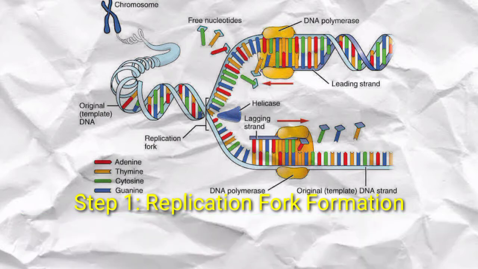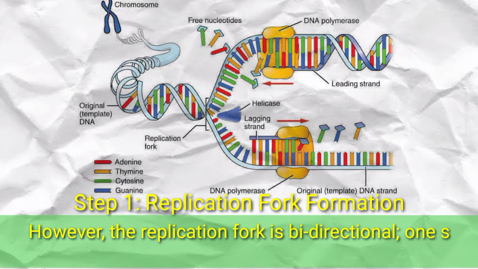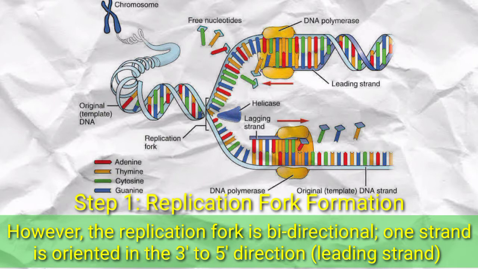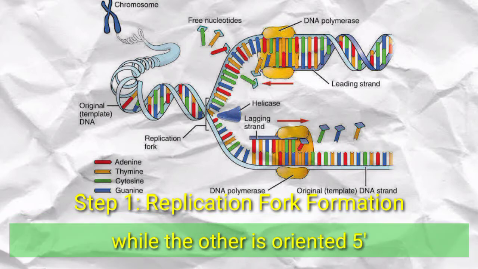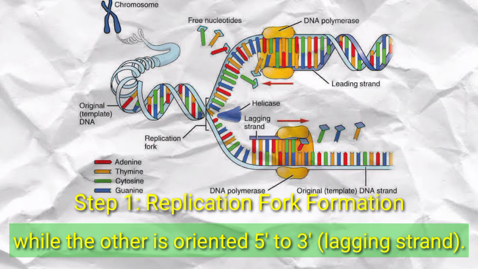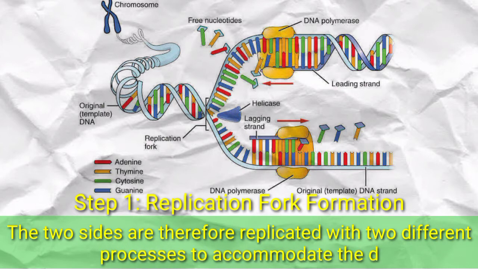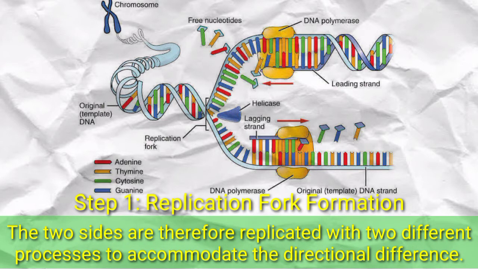However, the replication fork is bidirectional. One strand is oriented in the 3' to 5' direction, the leading strand, while the other is oriented 5' to 3', the lagging strand. The two sides are therefore replicated with two different processes to accommodate the directional difference.